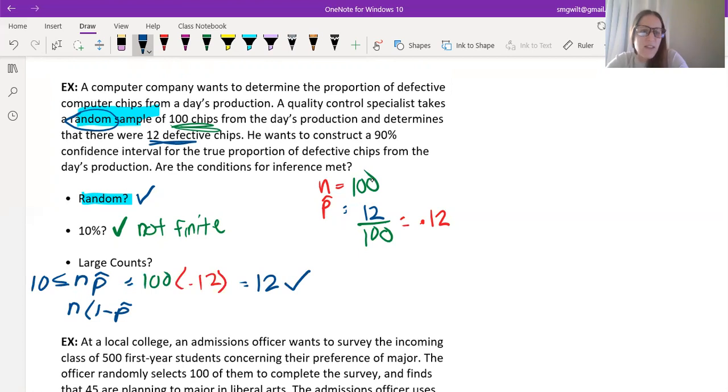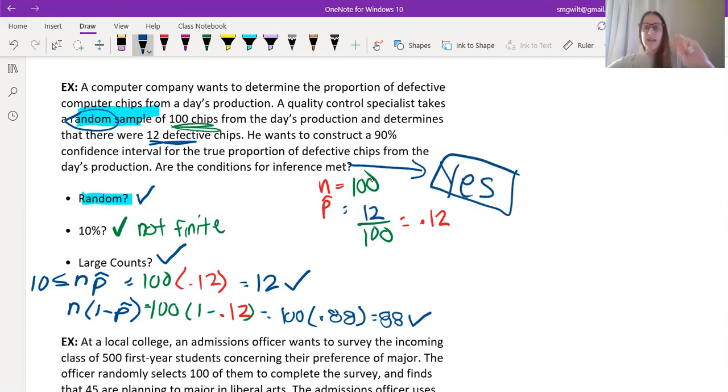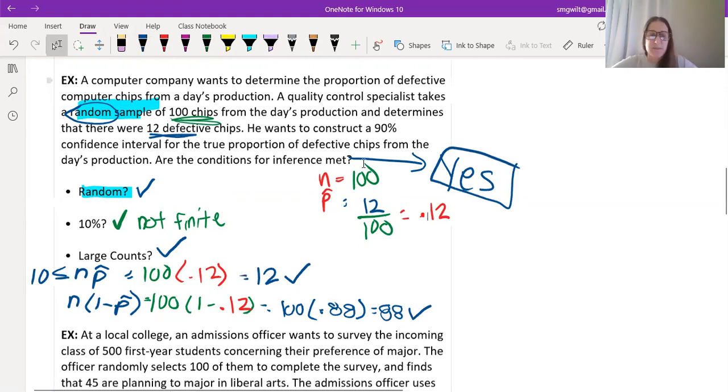That's good. And then for this one we get 100 times 1 minus 0.12, which is 100 times 0.88, which is 88. So both of those numbers are larger than 10. So that means that yes, it's met. It has to meet all three. The second one is not met, that answer is no. Okay, so for this one, it does meet the conditions for inference.